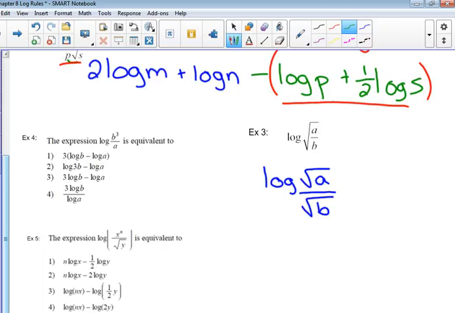Now, if we start expanding this one, we'd have log. Now, instead of that radical A, what would have to go in the front? 1/2. Good job. We have our A. What about division? Minus. Good. All right, what about for that radical B? Good job. Log B. Perfect.